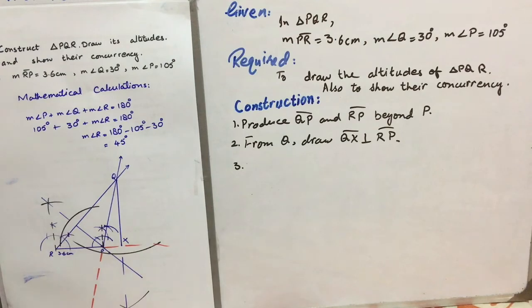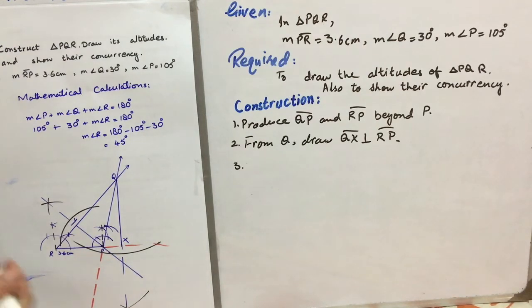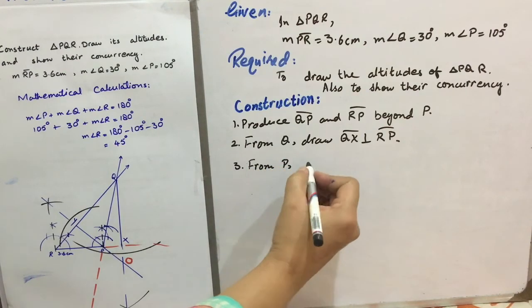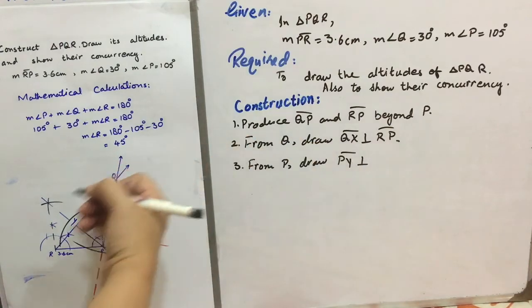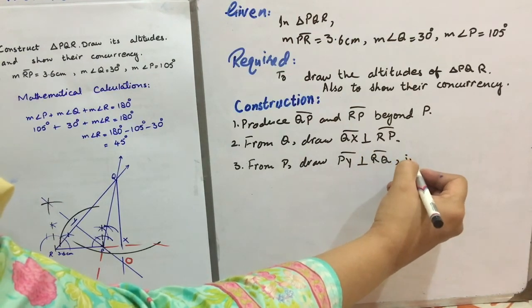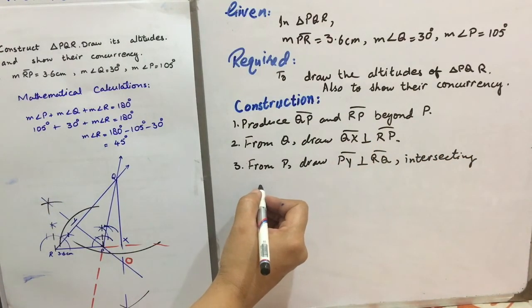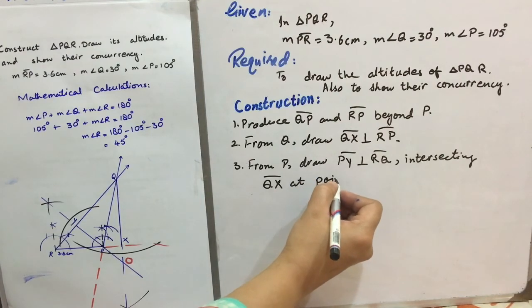Here the altitude PY intersects QX produced at point O. Note down this step: from P, draw PY perpendicular to the opposite line RQ, intersecting QX, which was the previous altitude, at point O.